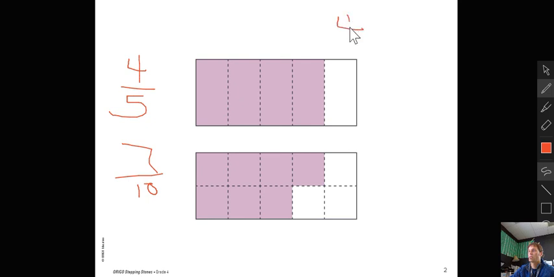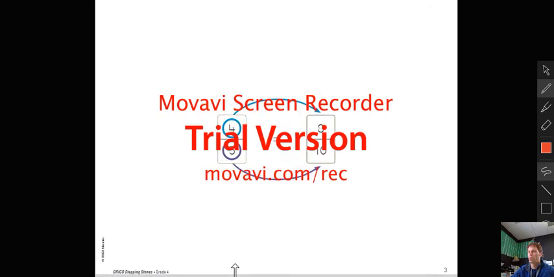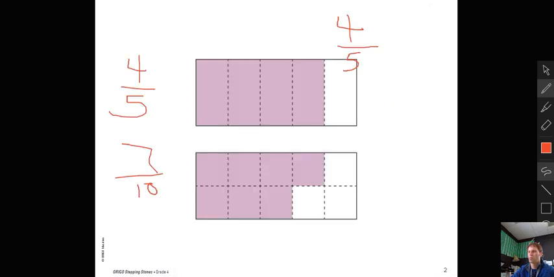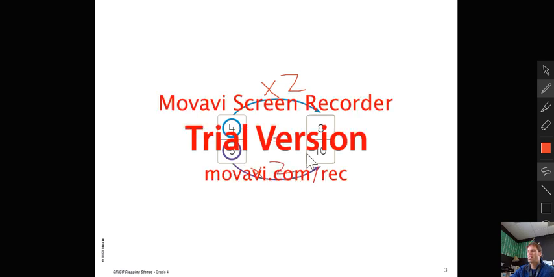But if we took 4/5 and wanted to convert it to tenths, you have to use your multiplication. What times 5 gives us 10? If you said 2, you're correct. So we're going to multiply the top and bottom. What do we need to multiply the 5 by to get to 10? We're going to multiply it by 2. So we've got 4 times 2 is 8. 5 times 2 is 10. 8 tenths. So 4/5 is equivalent to 8 tenths.